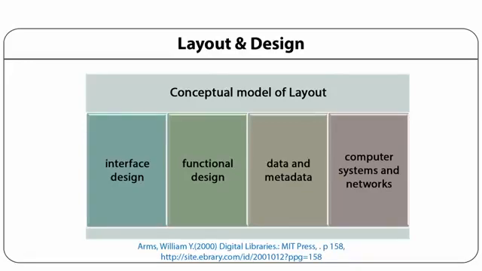Functional design specifies the functions that are offered to the user. Typical functions include selecting parts of a digital object, searching a list or sorting results, obtaining help, and manipulating objects that have been rendered on the screen. These functions are made possible by the data and metadata that are provided by the digital library and by the underlying computer systems and networks.